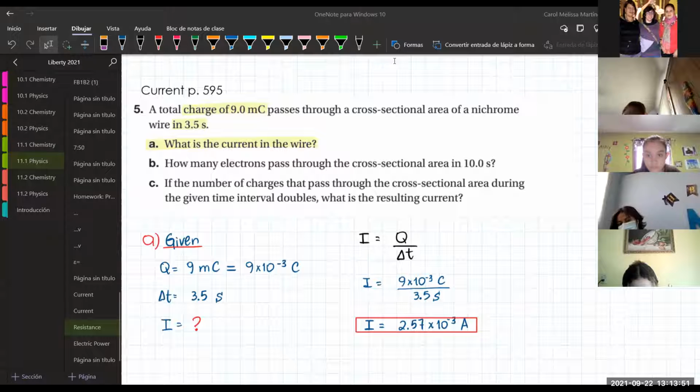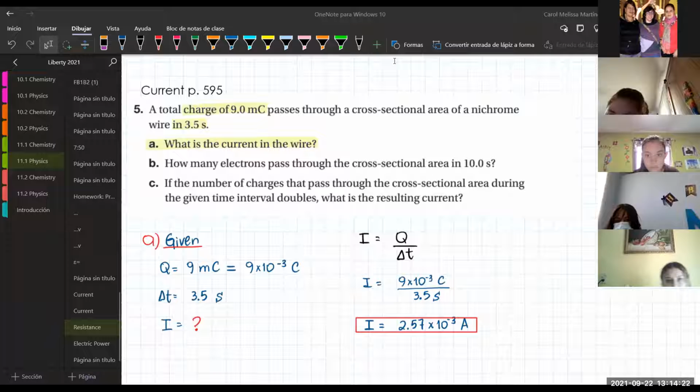Okay, now that is the first part. We already finished with the first part. Then it says, how many electrons pass through the cross-sectional area in 10 seconds? Now, as you can see, they're asking you for electrons, but they are telling you a different time now. So what happens in part B? For part B, they are giving you a different time.